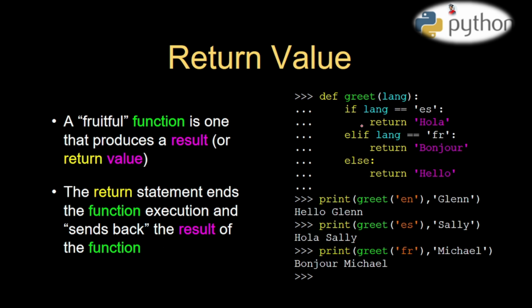Def great lang: if lang equal to s, return hello. If lang equal to far, return bonjour, else return hello. So this is called a fruitful function. This is called a fruitful function. Just look here: print great and glen.